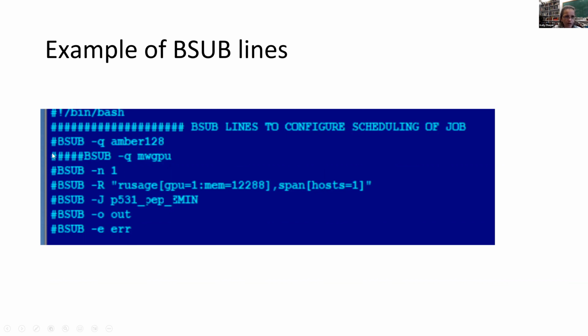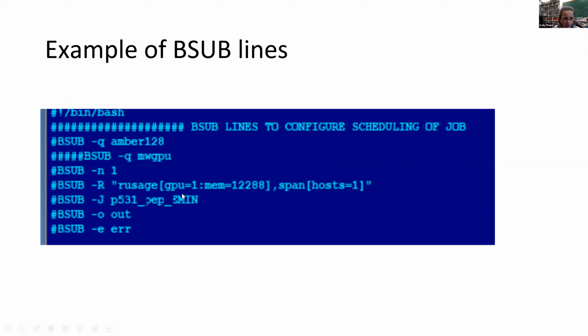If you put multiple pounds, that will protect it from the scheduler actually reading it. So for example, in this case, I am planning to use the Amber 128Q, but sometimes I use the MWGPU-Q instead. So I've just pounded that out, so it's not going to work this time, but I could easily change the selection the next time I want to use this script by putting more pounds in the BSUB -q Amber 128 and decreasing the pounds here to just 1. So it's just a useful way to keep track of information and make it into a comment that I might wish to use later.